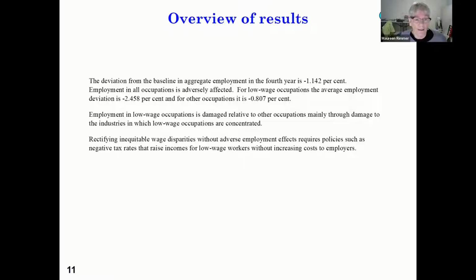strongly in that industry. And then the other big takeaway message, I suppose, is that rectifying inequitable wage disparities without adverse employment effects requires policies such as negative tax rates that raise incomes for low-wage workers without increasing the cost to employers. The trouble with this experiment is we did increase the cost to employers.